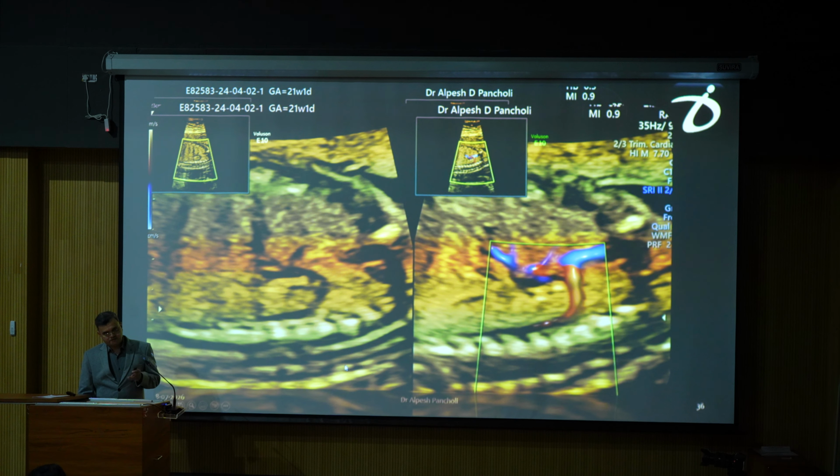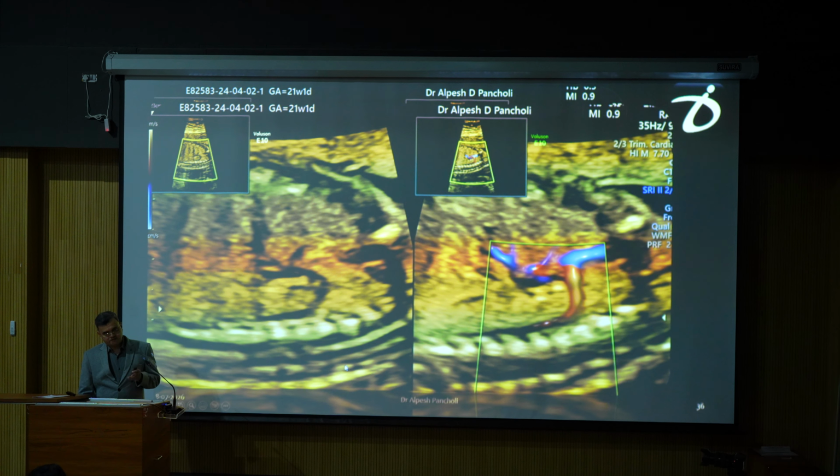And here the branching pattern will be reversed. So here the left portal vein will give rise to left anterior and left posterior portal veins. And the right portal vein will have inferior, medial and superior branches. So this is with color. And remember, we have to demonstrate the presence of ductus venosus here.